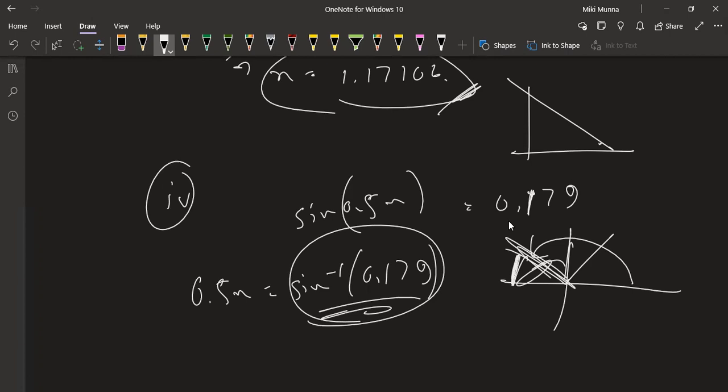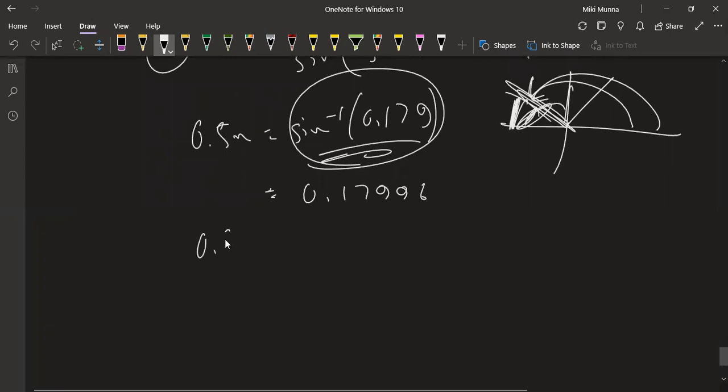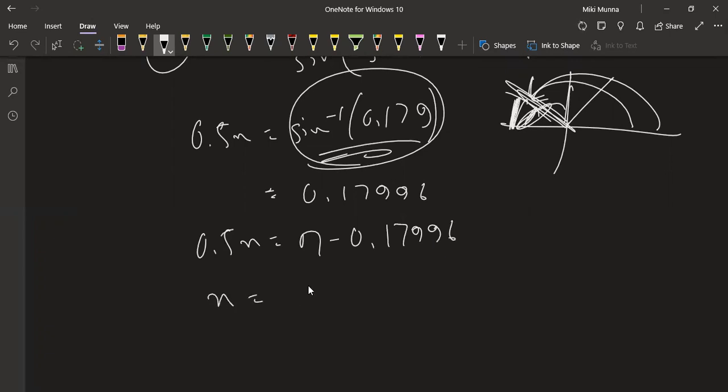So if I find this sine, 0.179996, this is actually very less than 90 degrees. That means this is actually the angle given. So this total angle should be what? Pi minus that angle. 0.5x equals pi minus 0.17996. Therefore, x equals what? Pi minus 0.17996 divided by 0.5.